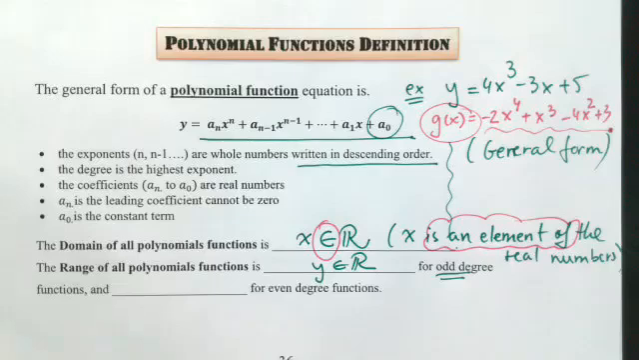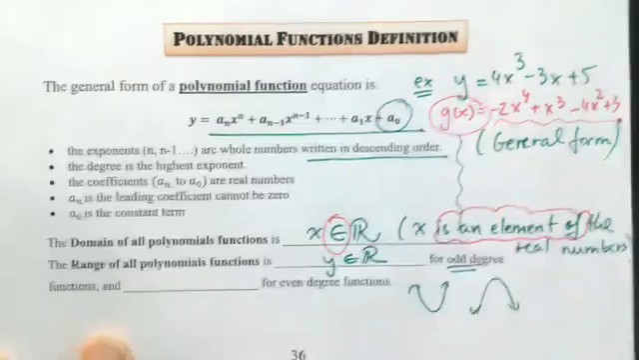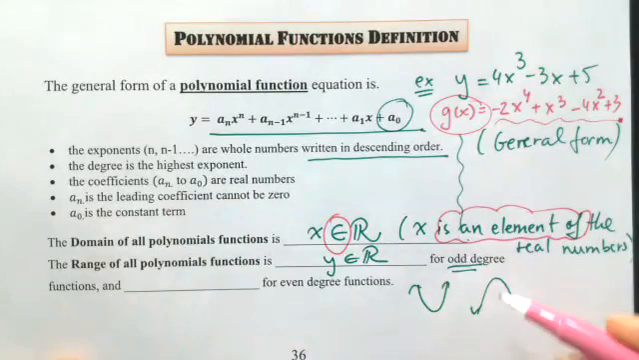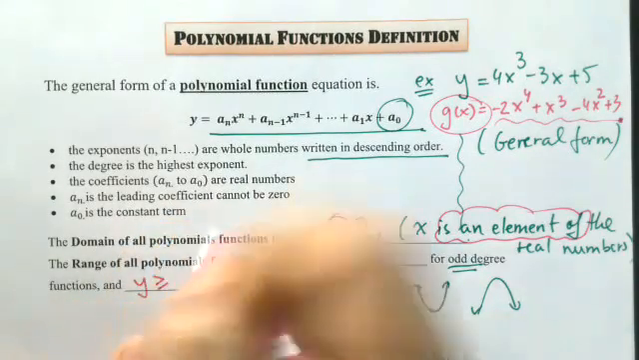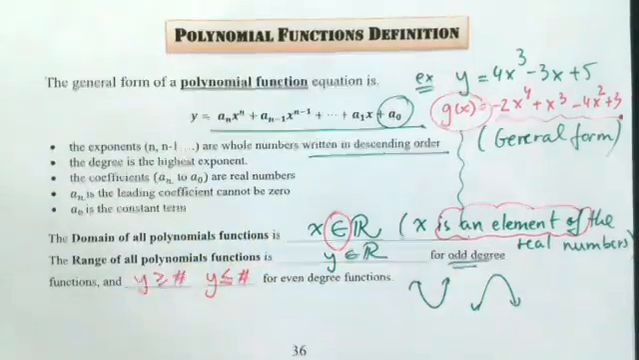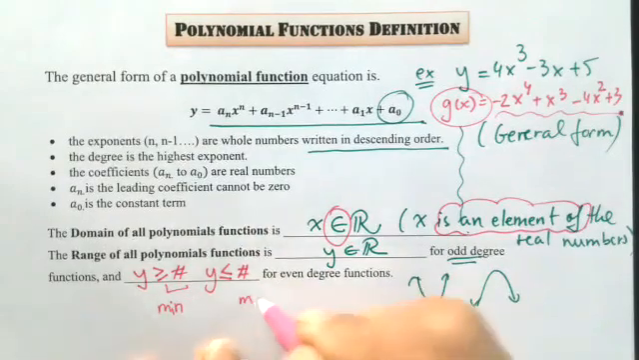And for even degrees like quadratics or quartics, quadratics you've seen, they're parabolas that open like that or like that, right? That's grade 11 stuff. You either have something that's bigger than a value of y or something that's smaller than a value of y. So it's a bit more limited in terms of what values you can have for your range. We can write that like this: y is bigger than or equal to a number, or y is smaller than or equal to a certain number. And then this number would be a minimum. This number would be a maximum value.